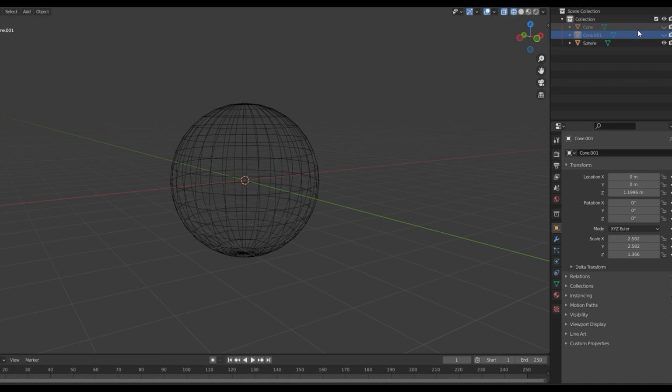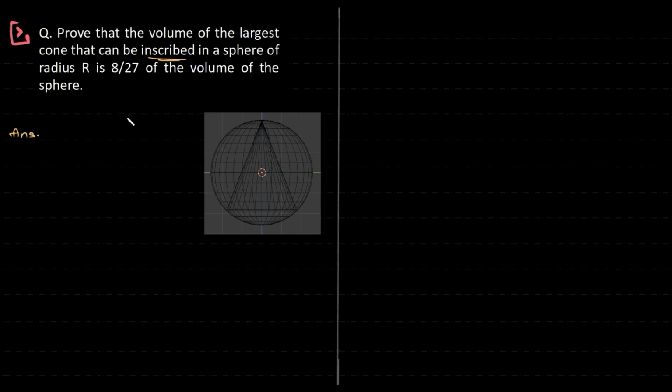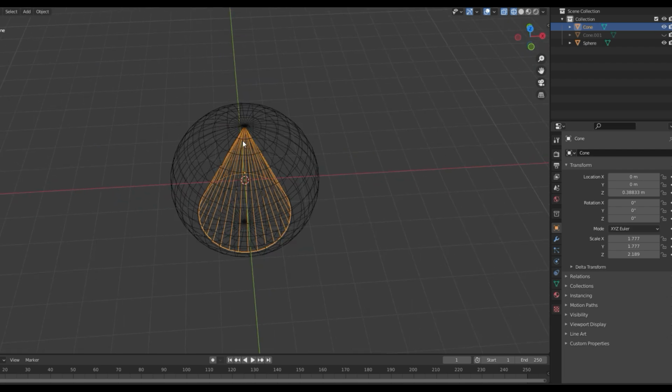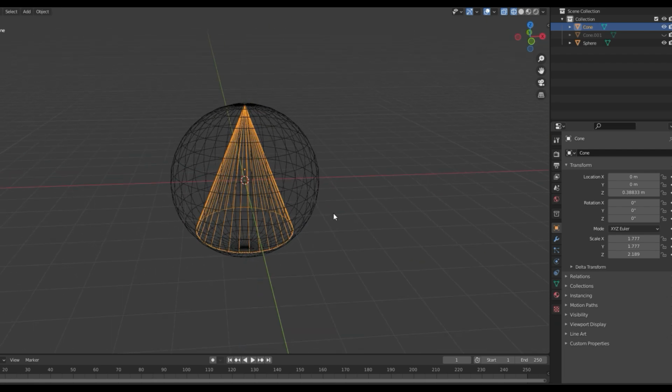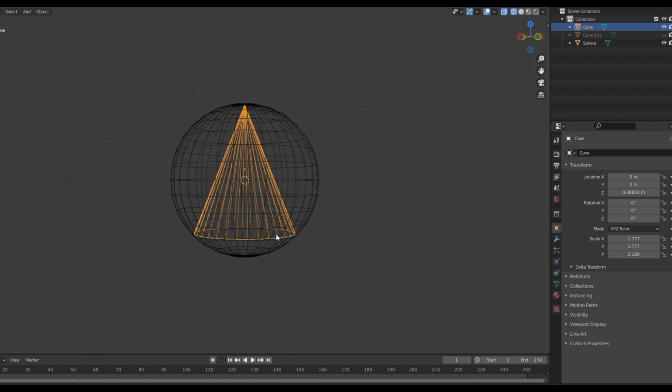Even if I vary the size, for example, another possibility is this. Even though I'm varying the size, it's always touching the sphere. So like this, there are infinite number of possibilities. So the best possibility with the largest size is what we have to prove with this particular expression. Again, inscribe means the cone is touching the sphere with its edges so that it's the best possible fit for that particular scenario.